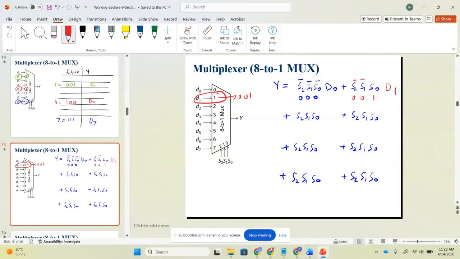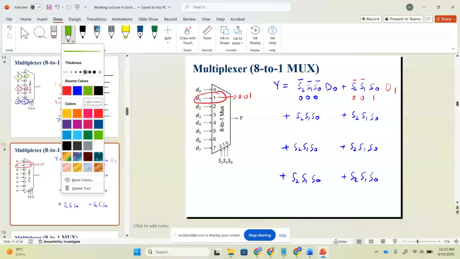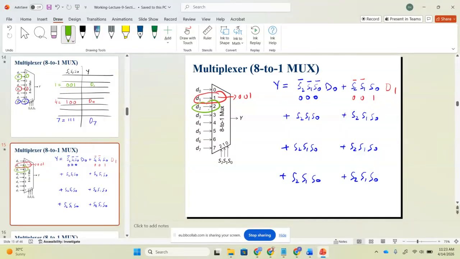Yes. Okay, now I'm putting another color. Maybe I will use some color. So now we can see, what is the code for 2? This is 010. So what should I put? Help me. S2 bar, S0 bar, and then D2. And similarly, you can do that.